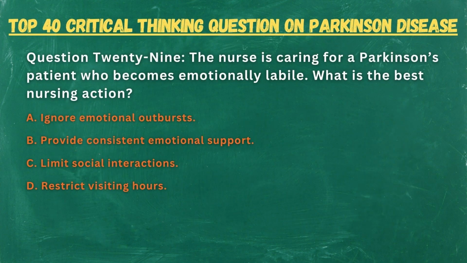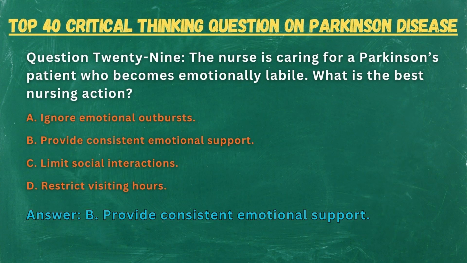Question 29. The nurse is caring for a Parkinson's patient who becomes emotionally labile. What is the best nursing action? A. Ignore emotional outbursts. B. Provide consistent emotional support. C. Limit social interactions. D. Restrict visiting hours. Answer: B. Provide consistent emotional support.